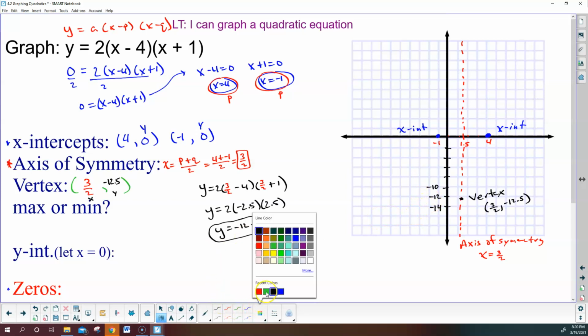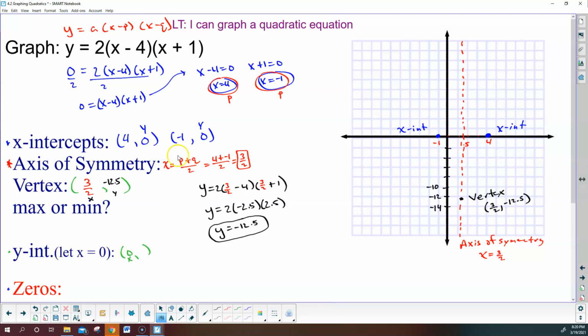Now, technically, that's all I need to draw this parabola. I have 3 points, and if I have 3 points and one of them is the vertex, I can go ahead and draw a nice parabola. But the one thing that might be helpful is to quickly identify the y-intercept. If you can use it, it's really friendly. So what is the y-intercept? The y-intercept is whenever x is equal to 0. So what if I take this equation and I put a 0 here and here? I get 2 times negative 4, which is negative 8, times 1, which is negative 8.